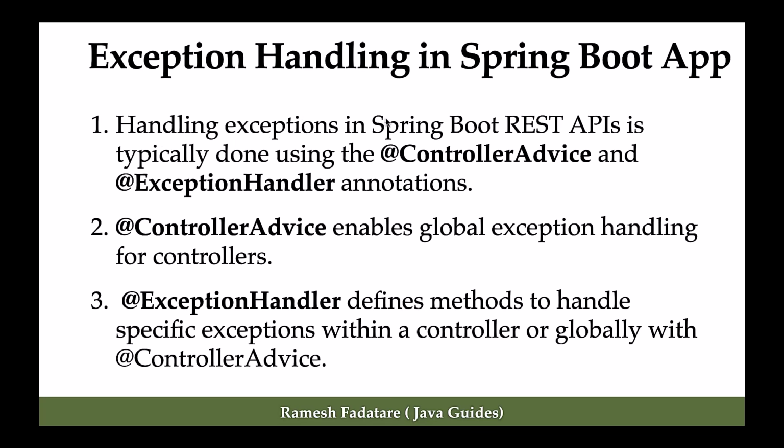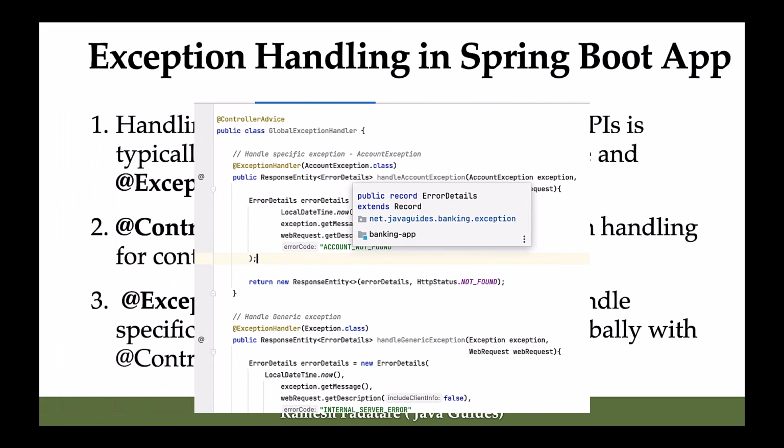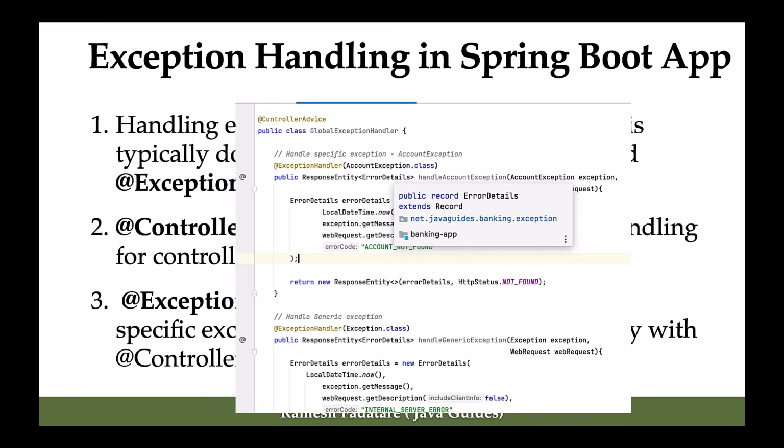Well, handling exceptions in a Spring Boot REST API is typically done by using @ControllerAdvice and @ExceptionHandler annotations. Next, the @ControllerAdvice annotation enables global exception handling for controllers. So instead of writing the exception handling logic for each and every controller, we'll create a separate class and annotate that class with the @ControllerAdvice annotation. And within that class, we'll write all the exception handling logic for all the controllers. So we'll basically keep all the exception handling logic in a single place.